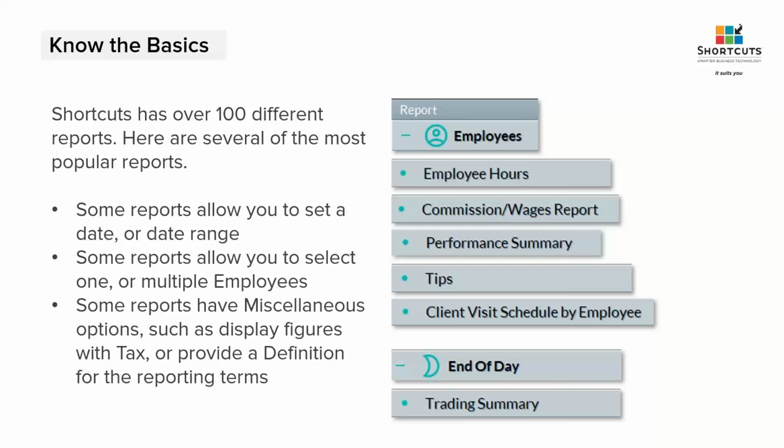So of those reports, about 5 of the biggest reports are under your employee category. You've got employee hours, commission wages report, those two I just showed you, the performance summary. The performance summary will actually show you how your staff stacks up, what their total services were, what their averages were. So you can see on one screen, how do they rank against each other?